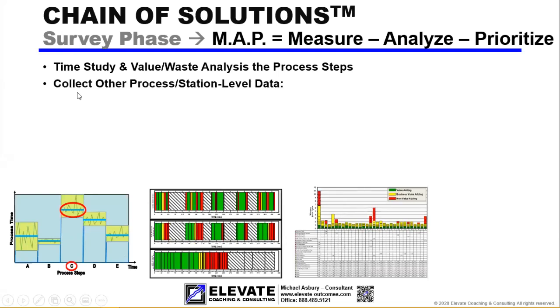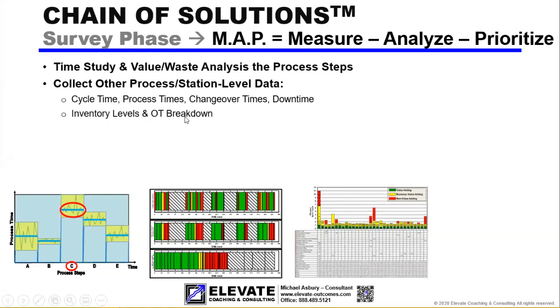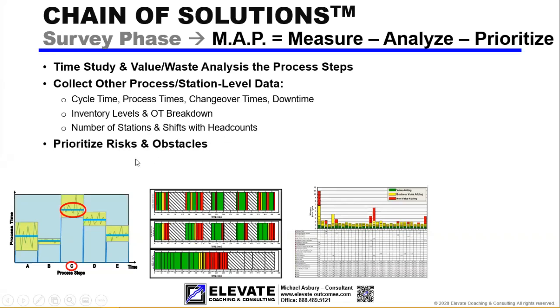Okay. And then we need to collect some other process information: cycle time, process times, changeover times, downtime, inventory levels, what's the breakdown of the overtime, how many stations do they have on how many shifts, and what are the head counts for each of those, as well as on the overtime. Then we can prioritize our risks and obstacles because we know what they are and we've actually quantified them.